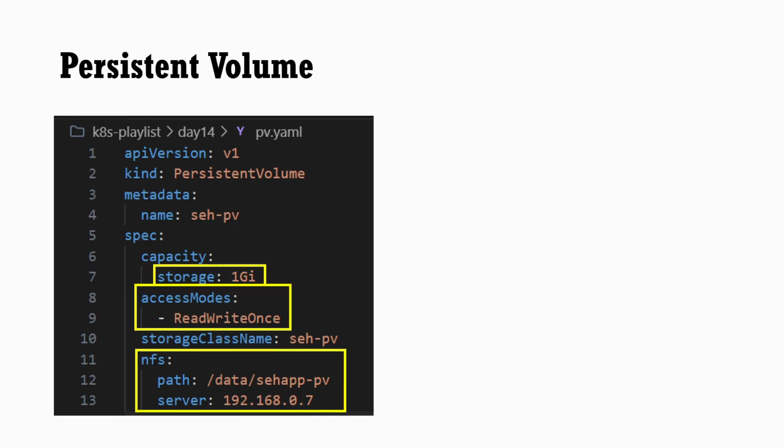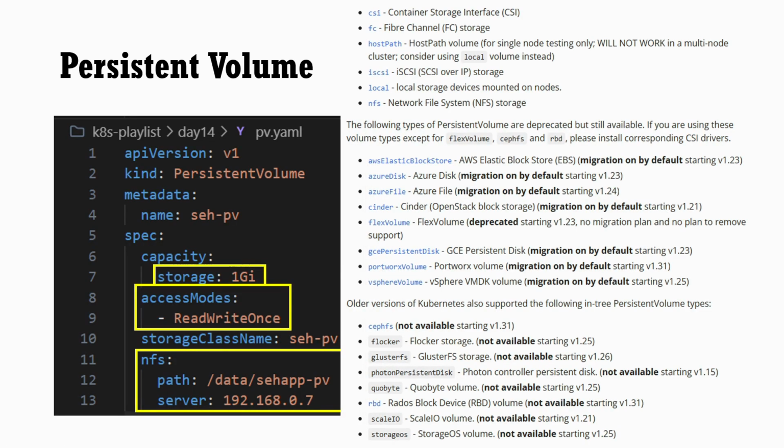Also, PV types. Kubernetes supports many different PV backends. For example, AWS Elastic Block Store, Azure Disk, NFS, local storage, and many more. You can find the complete list in the official Kubernetes documentation. Now let's create a simple persistent volume using NFS. Let's head back to the IDE where my Kubernetes repo is already available.